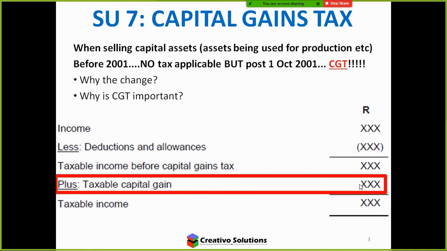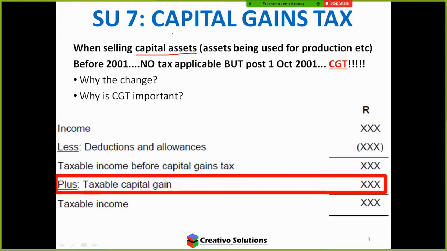So this is some revision, something we've seen before. Just a note at the top of the page, when selling capital assets, so if I sell an asset, think about your accounting. What do we call that? Asset realization. Yes, good. Asset realization or asset disposal.